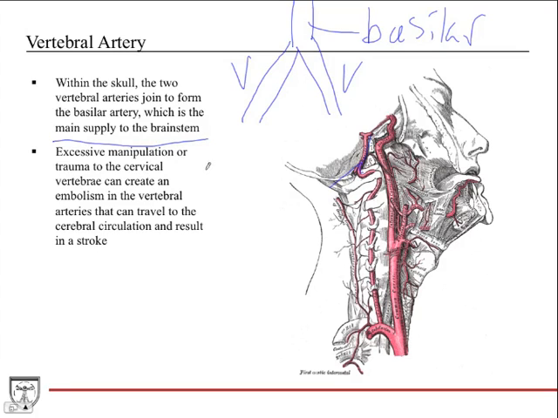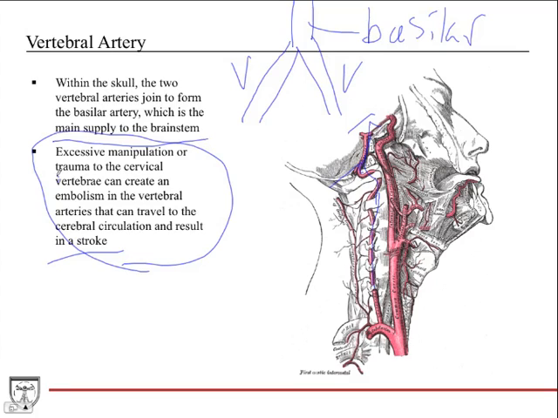A good clinical tie-in here, which you may have even heard of in stories on the news, is that excessive manipulation of the neck, the cervical spine, can create an embolism in these vertebral arteries. Because this artery travels so close to these vertebrae, it can get damaged and cause emboli to form, and the emboli travel up through the vertebral artery and all the way up into the brain. It can result in a stroke, and some people have even died as a result of this. So it's very, very serious.